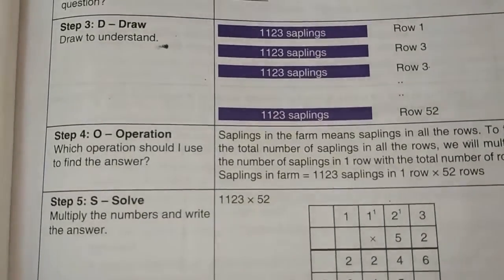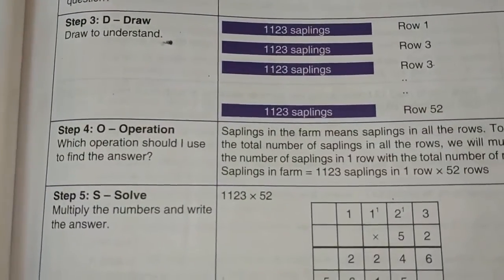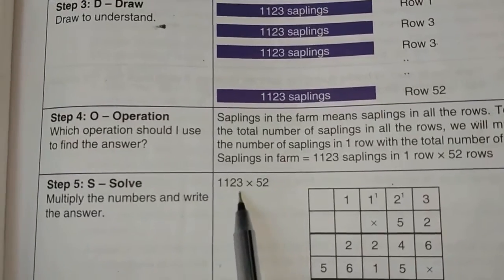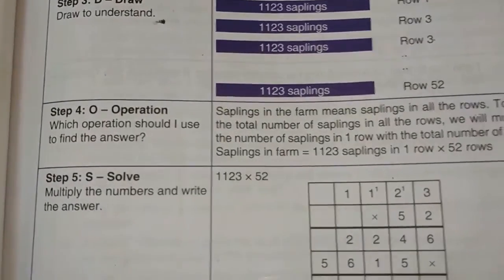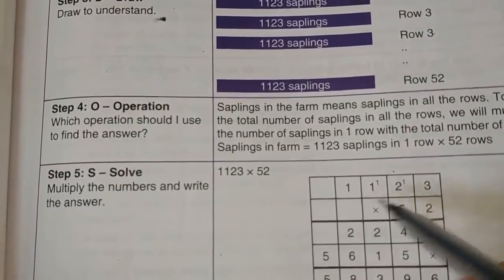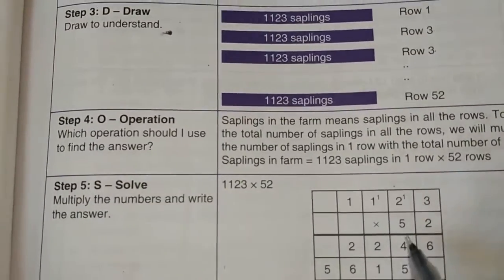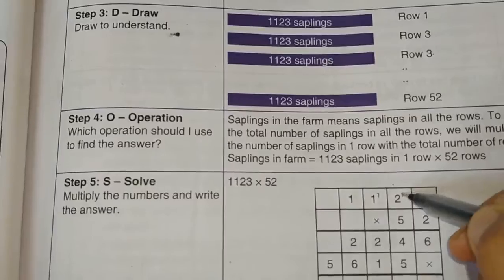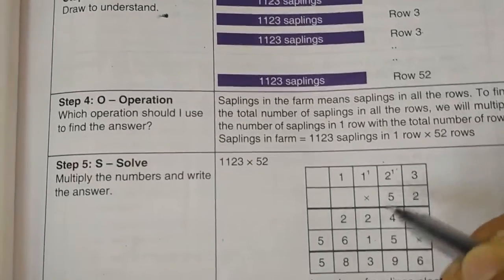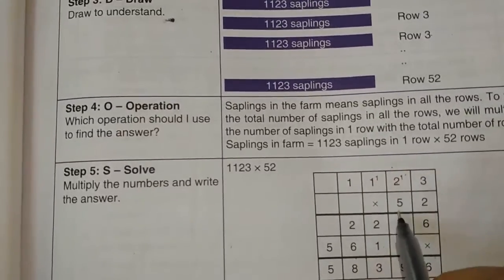So saplings in the farm: 1123 saplings in one row multiplied by 52 rows. So 1123 multiplied by 52 we have to solve here. 5 2s are 2 3s are 6, 2 2s are 4, 2 1s are 2, 2 1s are 2. We have to cross it out here. 5 3s are 50, write here 5, 1 is a carryover, 5 2s are 10, 10 plus 1 is 11. So we have to write here 1 is a carryover, 5 1s are 5, 5 plus 1 is 6, we have to write here 5, 5 1s are 5.